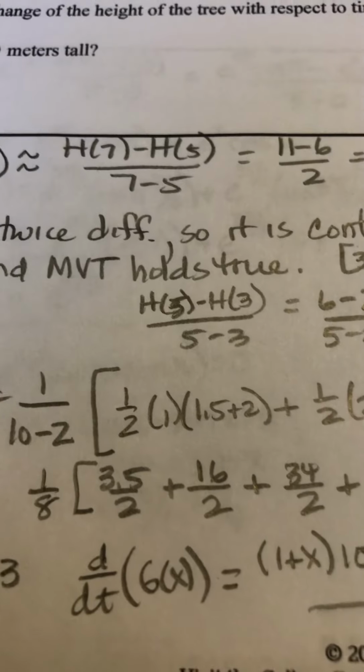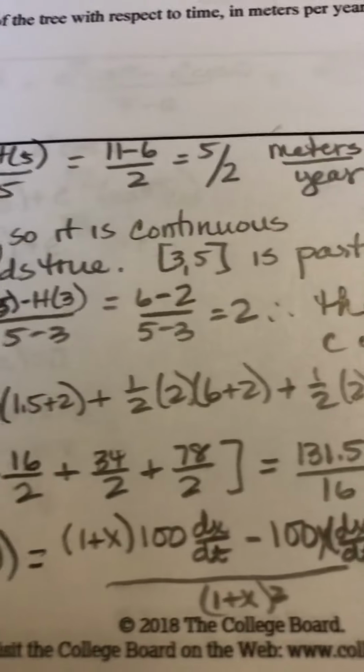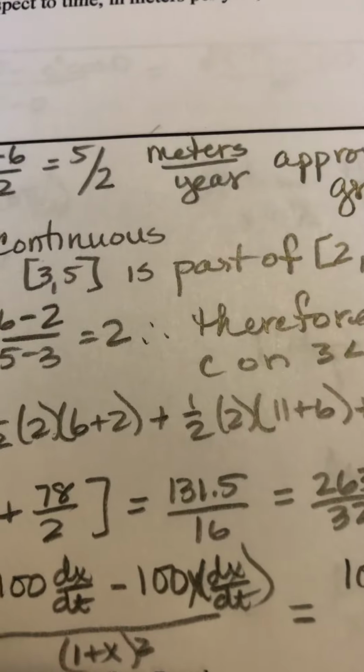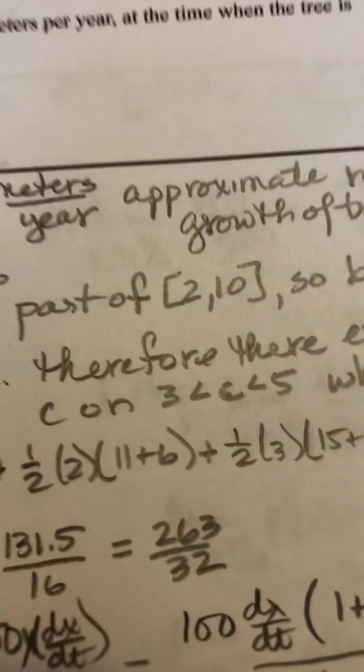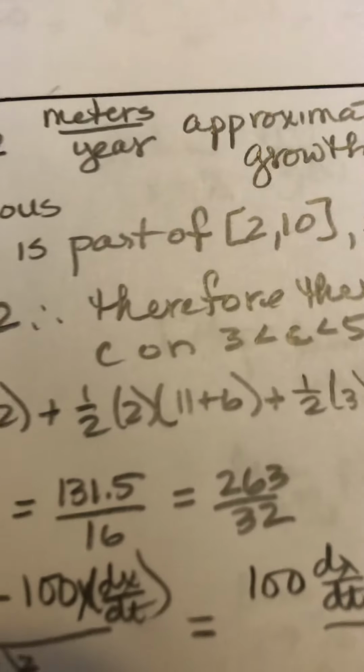Adding it all up, again, originally this was a no-calc question. You will have a calculator, and there we go. We get 131.5 over 16, or if you look at the answer key, you just double the top and the bottom. That's 263 over 32.